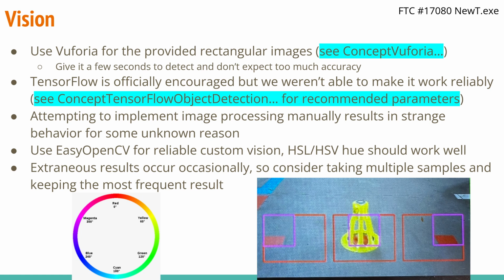Also, there are occasionally glitches in the input image, so it might be a good idea to take multiple samples and average them out, or figure out which one is the most common and use that.